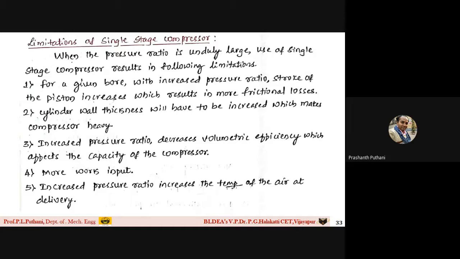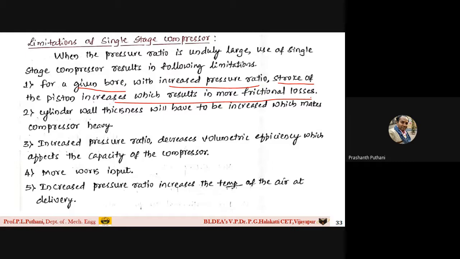please observe here, when the pressure ratio is unduly large, you cannot use a single stage compressor in the following situations. Why? It has some limitations. What is the limitation, students? Please see here. For a given bore, that is internal diameter, with increased pressure ratio, the stroke of the piston increases, which results in more frictional losses, right?